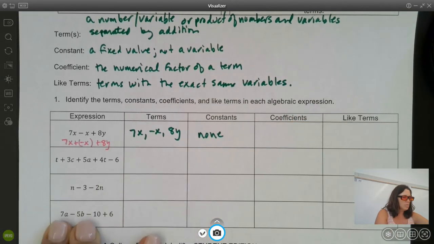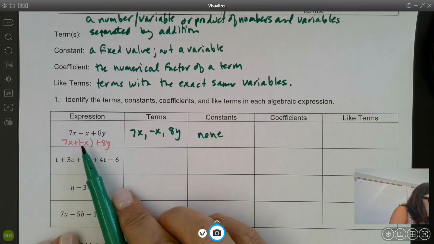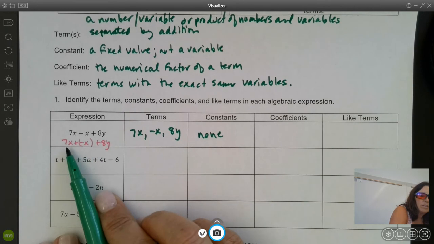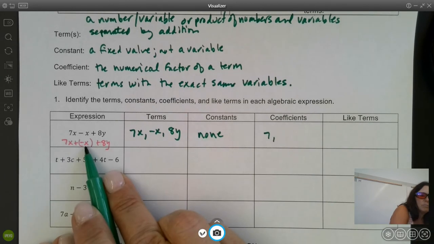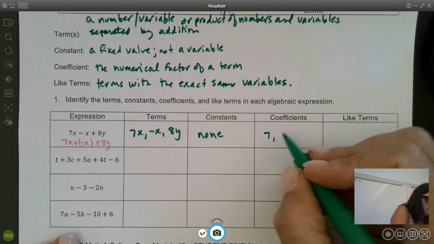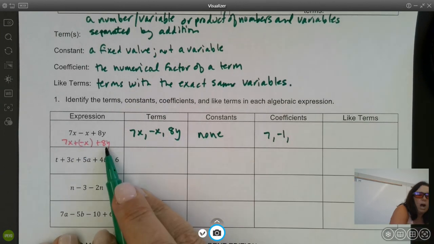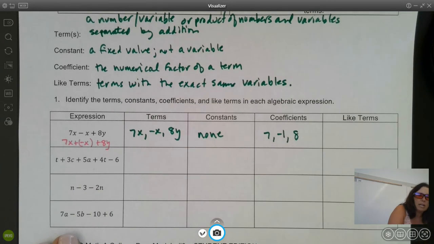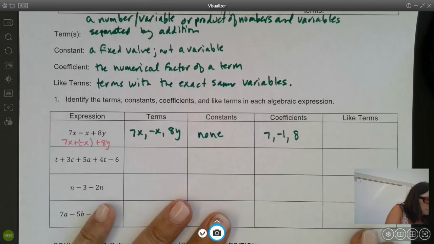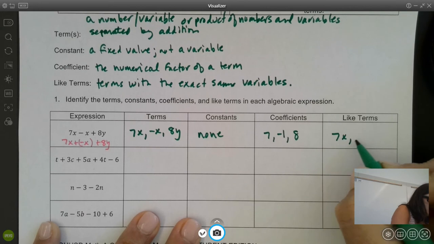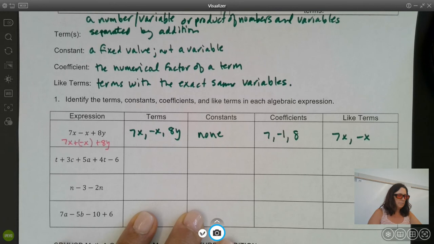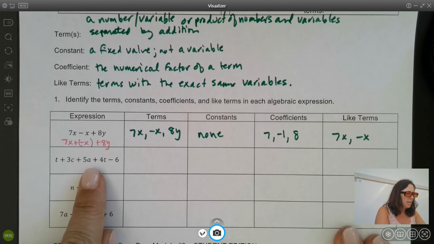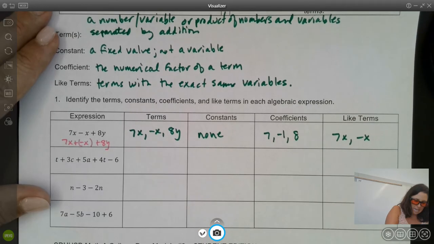Okay, now coefficients, I'm looking at all three of these. My number with the x in this term is the 7. My number with the x in this term, tricky, don't be tricked, -1. My number with the y in this term is 8. Those are my coefficients. Okay, now my like terms, my 7x and my -x are like terms. They have the same variables. Okay, all right, that's number 1, or the first row, I should say, of number 1. Let's look at the second row. Terms. Okay, and again, I'm going to take a moment.